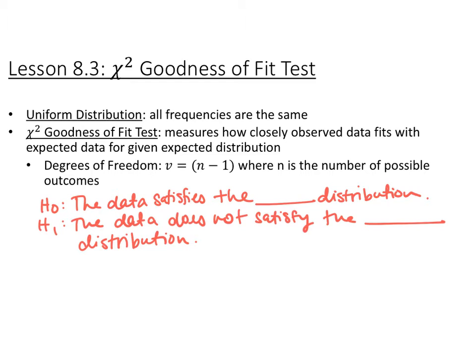And your null and alternative hypotheses: your null hypothesis is there is no difference, so you're saying that the data does satisfy whatever distribution you're looking at, and your alternative hypothesis, there is a difference, it does not satisfy the distribution that you're looking at.